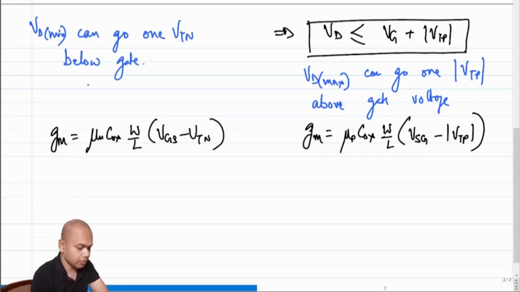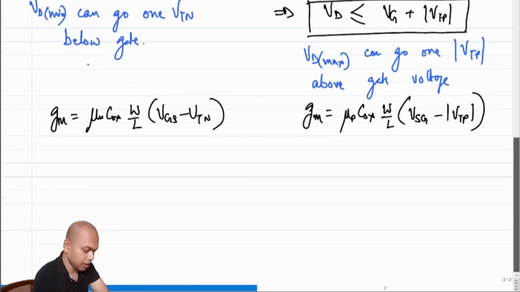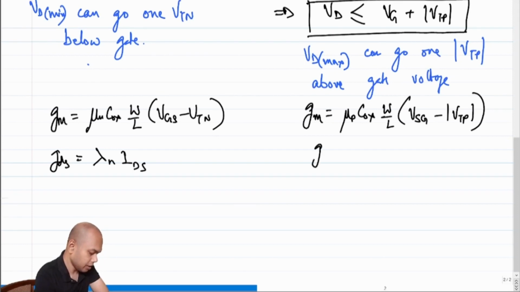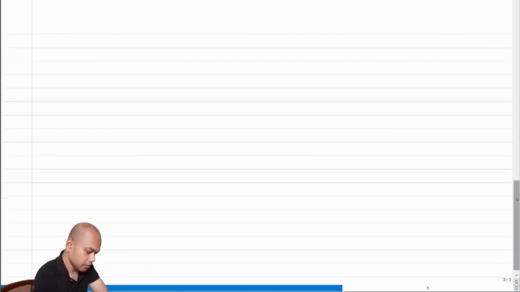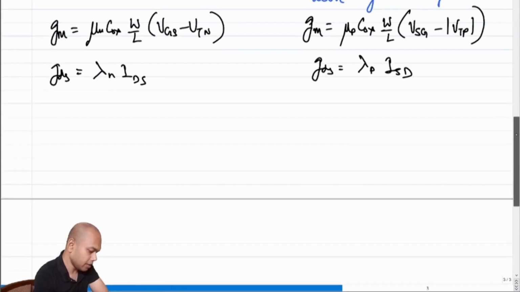Similarly, you can write it in terms of current, where an under root current term will come. Similarly, GDS is lambda n IDS. Here GDS will be lambda P ISD, because the current ISD is positive. Okay. What is the final thing that we should see?